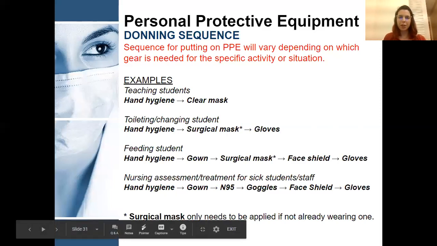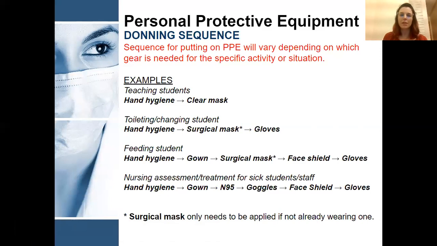So the sequence for putting on PPE will vary depending on the gear that's needed for the specific activity or situation. So for example, if you're teaching students at a distance, you're going to want to engage in hand hygiene and then put on that clear mask if that's appropriate for you in that given situation. If you're toileting or changing a student, you might first engage in hand hygiene, don that surgical mask if you're not already wearing one, and then don gloves.